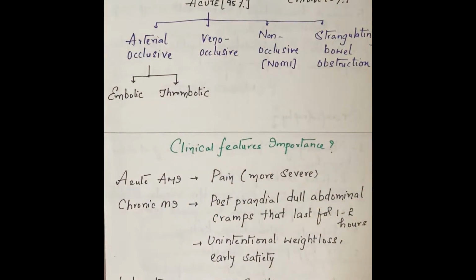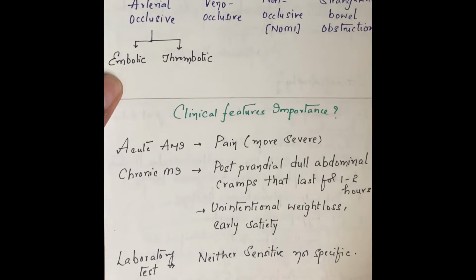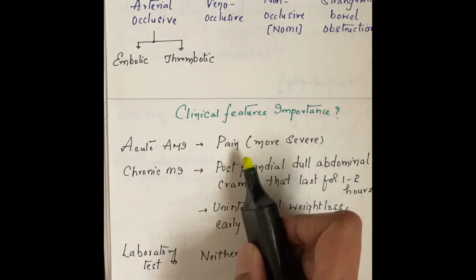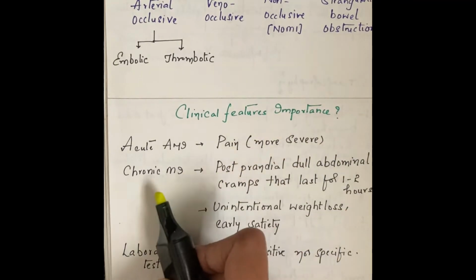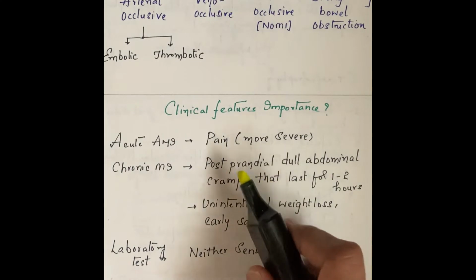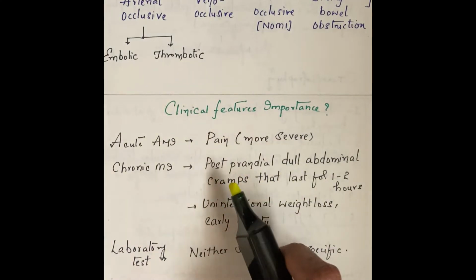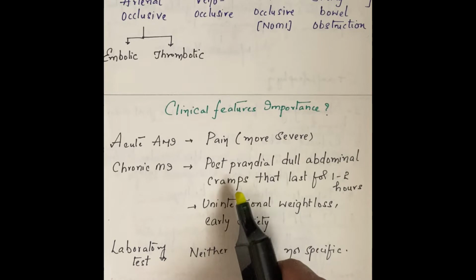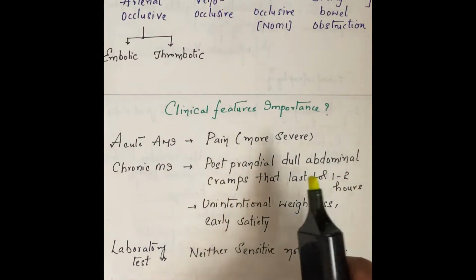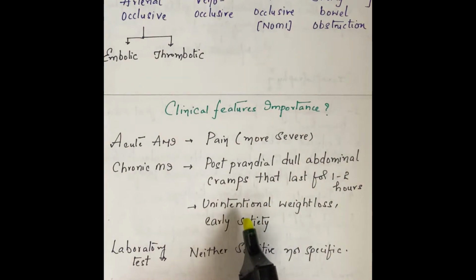Then coming to clinical importance. When the patient comes with acute mesenteric ischemia, the most common symptom is pain. It will be very severe. In chronic mesenteric ischemia, once the patients have food, there will be postprandial dull abdominal cramps that last for 1 to 2 hours. So this leads to the patient avoiding food, leading to unintentional weight loss, and they also have early satiety. Laboratory tests are neither sensitive nor specific.